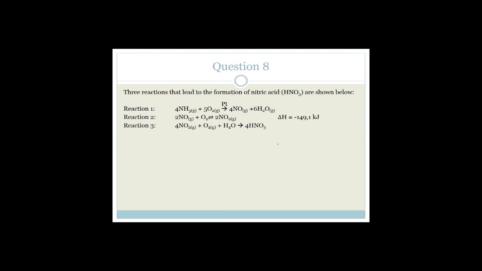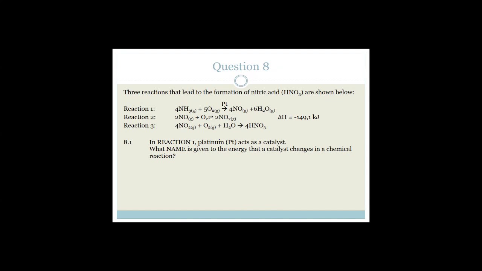Right, now it says 3 reactions lead to the formation of nitric acid. You've got ammonia plus oxygen, in the presence of platinum, forming nitrogen oxide plus water. Then you've got nitrogen oxide plus oxygen forming nitrogen dioxide, and you'll notice that delta H is negative. Then nitrogen dioxide plus oxygen gives you water plus nitric acid. Those are the 3 steps used to form nitric acid.